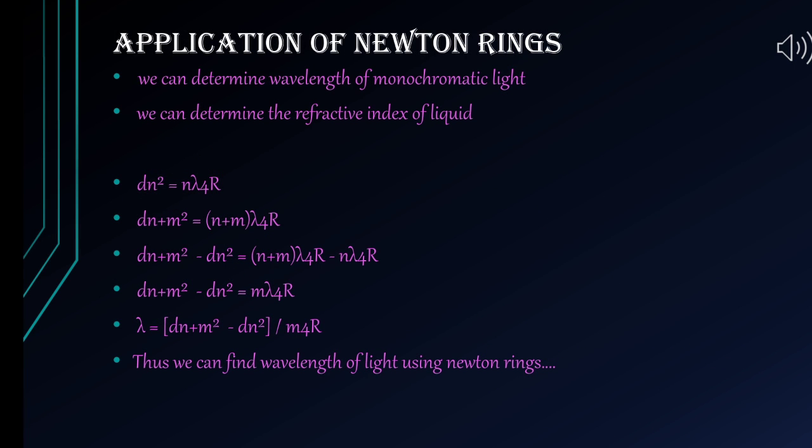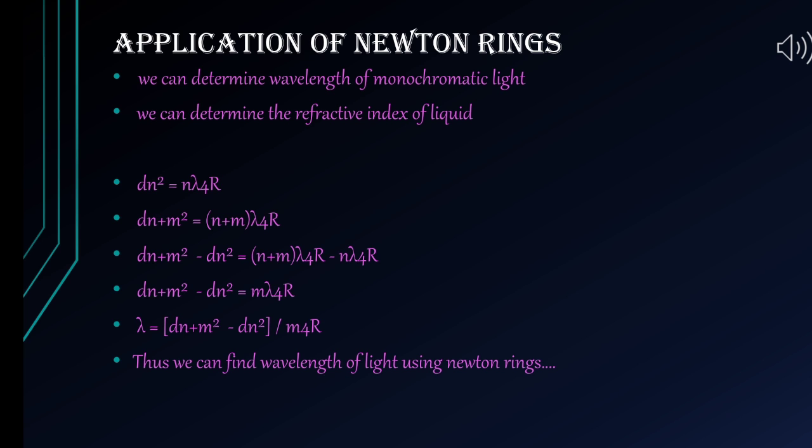Now coming to the applications of Newton's rings. There are a lot of applications, like we can determine the wavelength of monochromatic light and the refractive index of a liquid. Here is how we determine the wavelength of monochromatic light using Newton's rings. We all know that d square n is equal to n lambda 4r, which I derived before. I replace n with n plus m, so d square of n plus m is equal to n plus m into lambda into 4r.